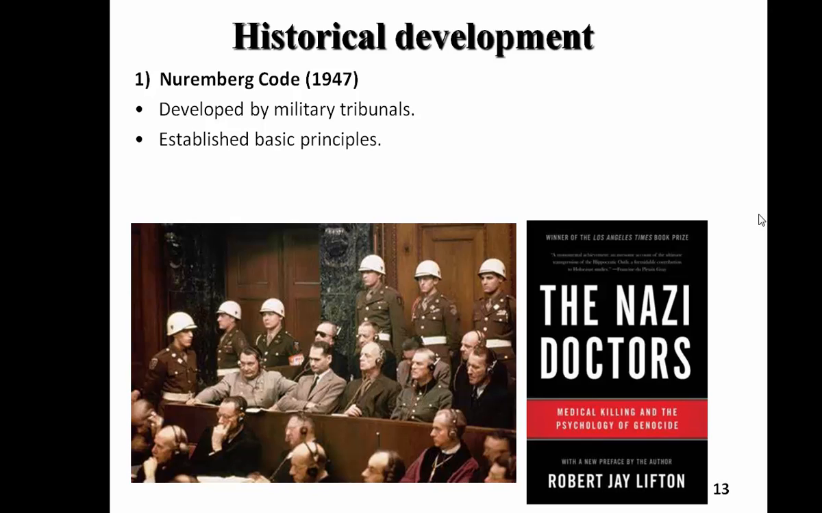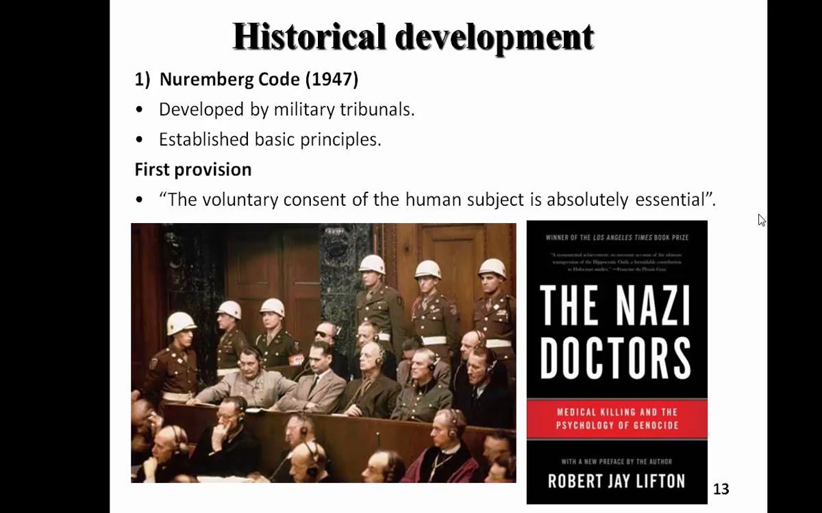And this established the basic principles, from a research perspective, on what is considered to be ethical and moral. The first provision that came out of the Nuremberg Code is that the voluntary consent of the human subject is absolutely essential. Some of the atrocities and a very clear, detailed account of the experiments conducted by scientists within the Nazi government are captured in this book written by Robert J. Lifton titled The Nazi Doctors.